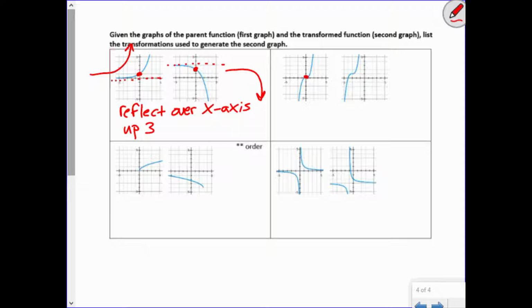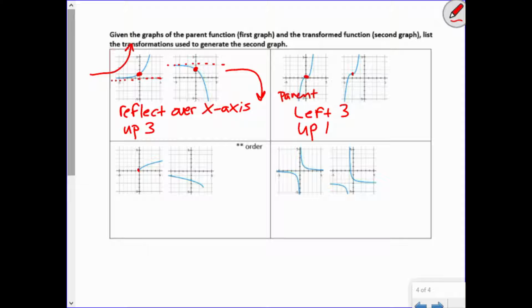Alright, our next one. So we have our center point here and then our center point here. So you guys can see that from the parent function, this is where it started. It went left by how much? That looks like 3. So left 3, and then it also shifted up 1. And then there's nothing with the stretch or compress, there's nothing with the reflection. So those are the only 2 transformations.